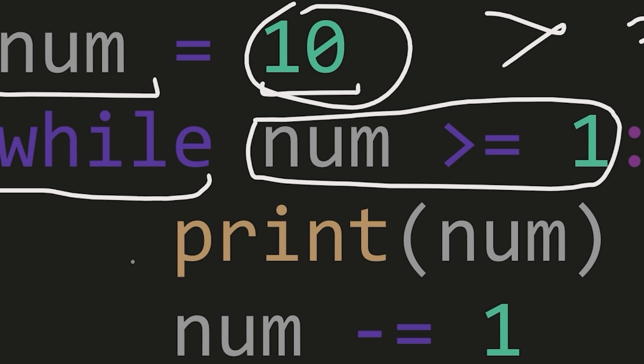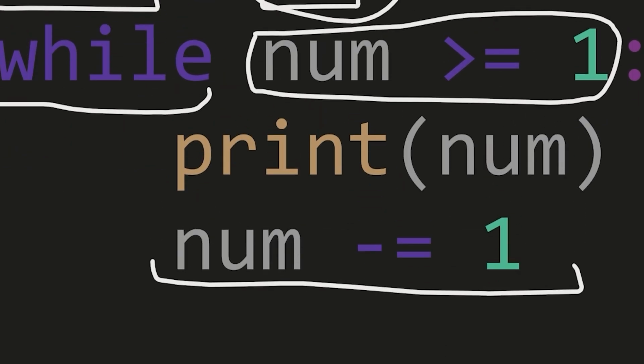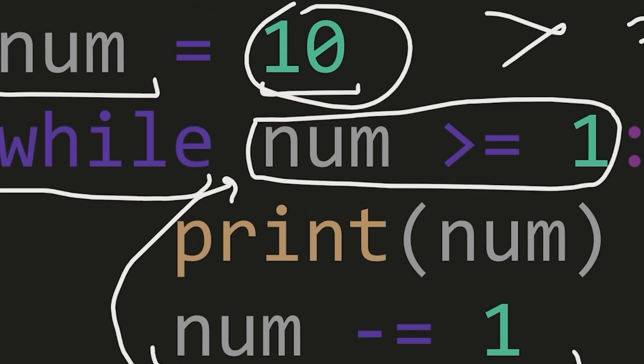So 10 is greater than equal to 1, it will print 10. After that, num minus equal to 1. What does this mean? From num, 1 will be subtracted and that value will be stored into num only. So here we have 10. 10 minus 1 will become 9. So 9 will again move to this while condition and 9 is checked again. Is 9 greater than equal to 1? It is right. So 9 will be printed over here. It will again reduce 1. Now the number will become 8.